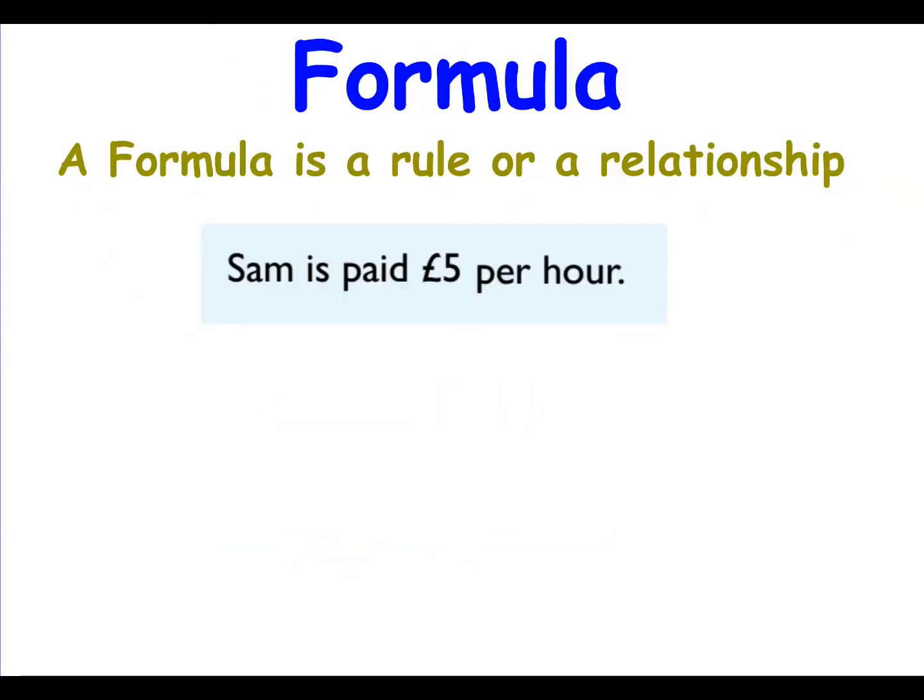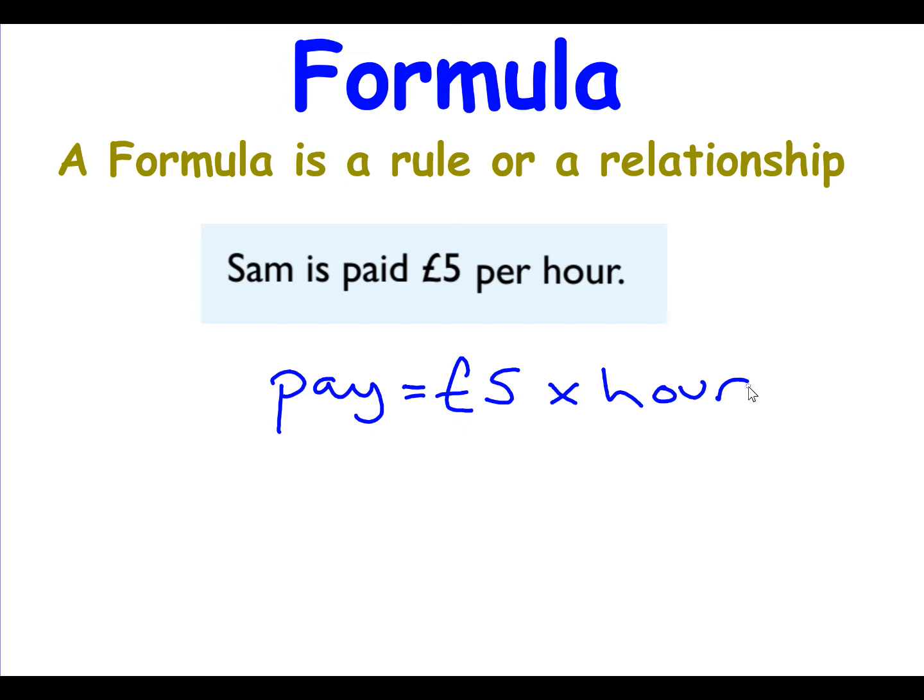So our definition for a formula is that it is a rule or a relationship. So for example, if we say that Sam is paid £5 per hour, we've created a formula. There's a relationship between Sam's pay and how long he works. So his pay is equal to £5 multiplied by every hour he works. This is a rule or a relationship.